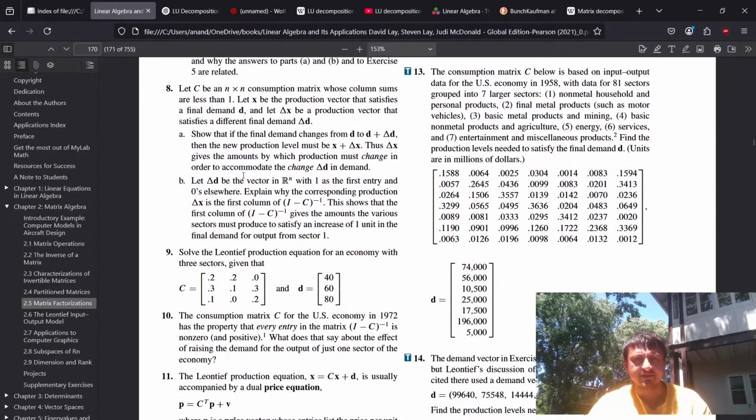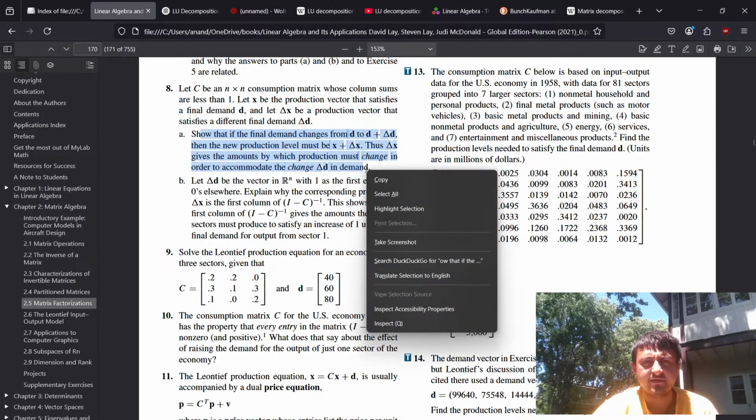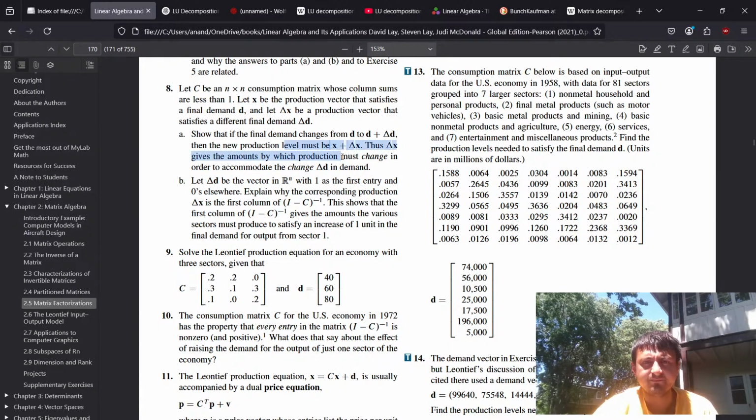Oh wait, hold on. Let's just read this. Let C be an n by n consumption matrix whose column sums are less than 1, and X be the production vector that satisfies final demand D. Then let delta X be a production vector that satisfies a different final demand delta D. Show that if the final demand changes from D to D plus delta D, then the new production value must be X plus delta X. All right, so this is like challenging your understanding of linear algebra.